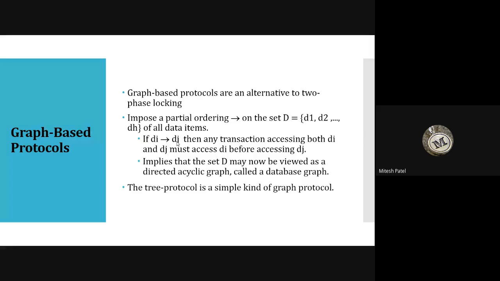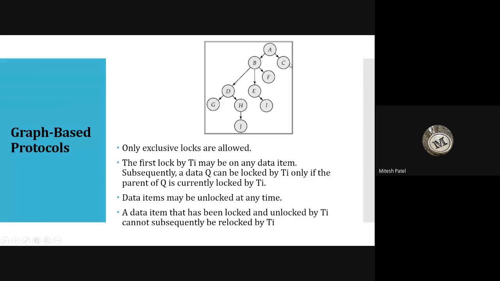Set D may now be viewed as a directed acyclic graph. It is also called a database graph. So one type of tree protocol, simple ग्राफ प्रोटोकॉल भी हम बोल सकते हैं, और डायरेक्टेड असाइक्लिक ग्राफ भी बोल सकते हैं। It means D के अंदर जो भी डेटा आइटम्स दिए हैं D1, D2, D3, so we need to draw from Di to Dj, Di is accessing or not, like it's similar to tree protocol जो हमने मल्टीपल ग्रेन्युलरिटी में सीखा। सिमिलर वे A, B, C यहाँ पे डेटा आइटम्स दिए, ठीक है। So similar method we can apply.